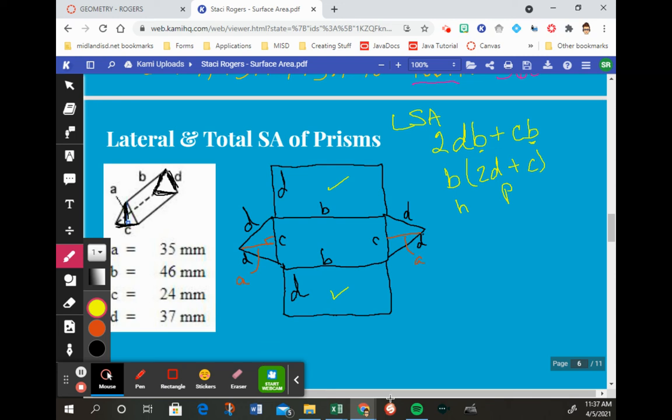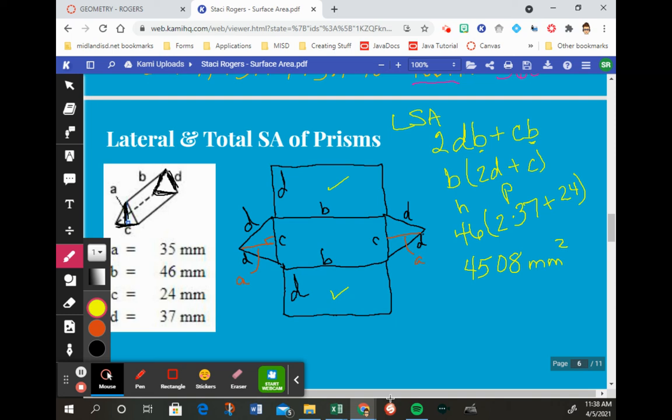So let's work it out. What is B? 46 times 2 times, what's my D? 37 plus C, which is 24. Let's plug it in the calculator. 46 times 2 times 37 plus 24. I get 4,508 square millimeters.